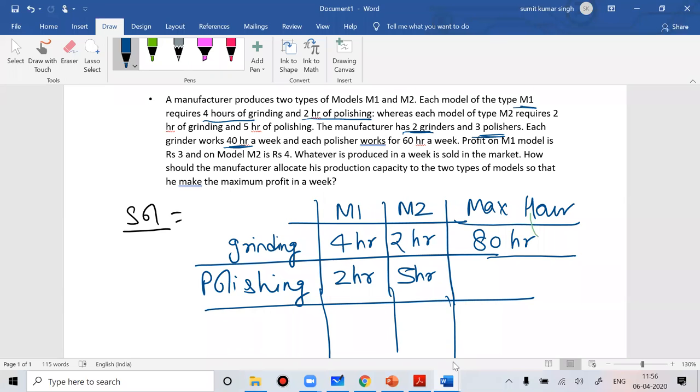And the company has three polishers and each polisher can work for 60 hours. So how much polishing can you do? You can do 180 hours. Okay, is this clear, everyone?